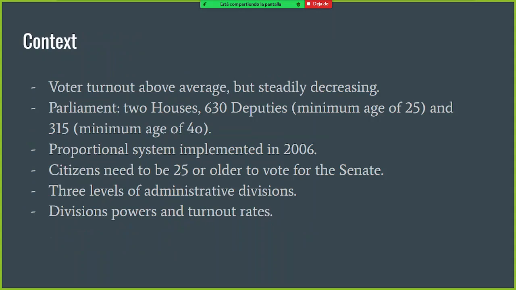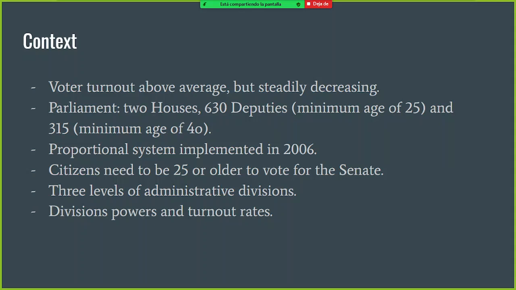About the context of the paper, the following are the most important relevant pieces of information. Voter turnout in Italy is above average among the Western democracies, but it has been experiencing a steady decrease since the late 1970s. The parliament consists of two different houses that share the same powers, functions, election periods, and lawmaking procedures. The few differences among them are the number of members and the minimum ages.